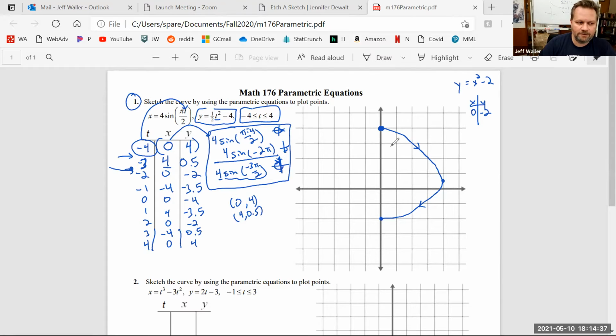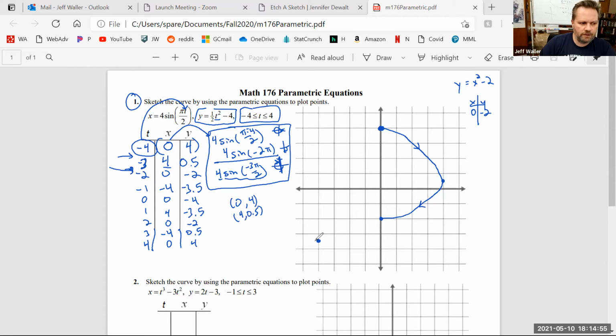Okay, so let's keep going. -4, -3.5 is the next thing. So -4, -3.5. It's going to be right there.